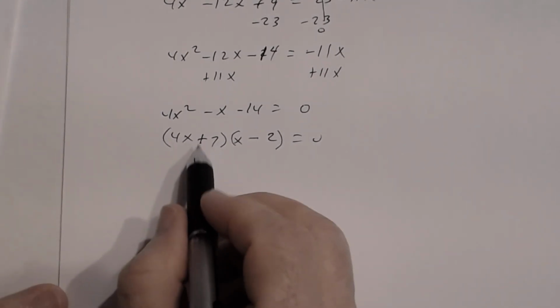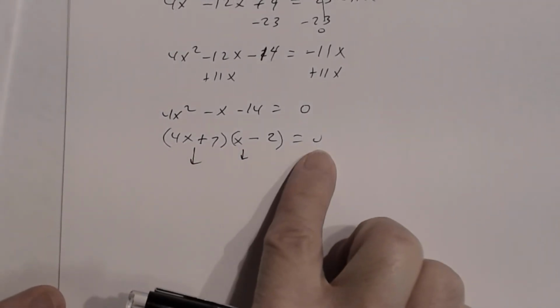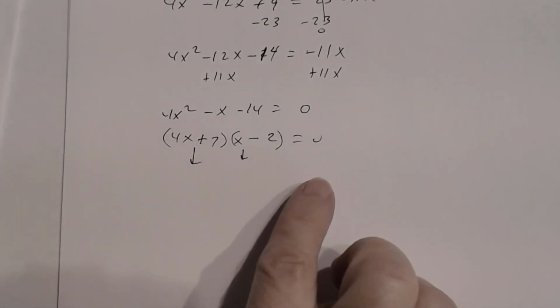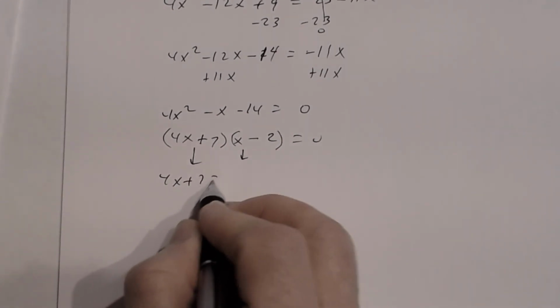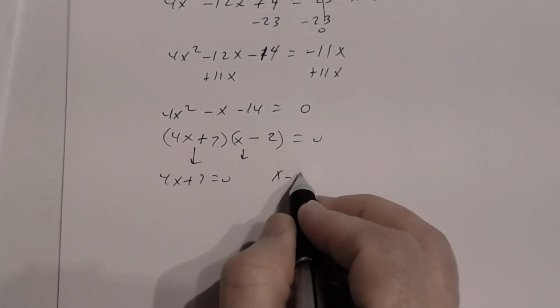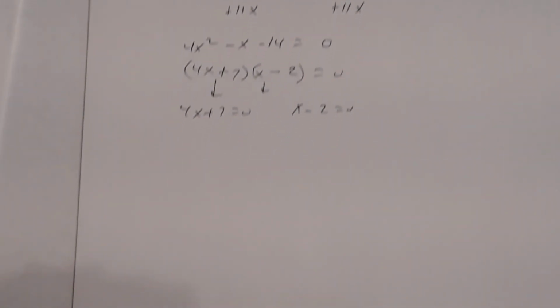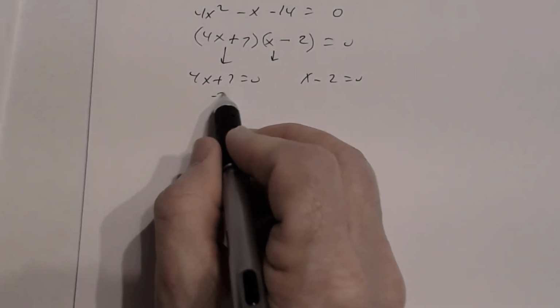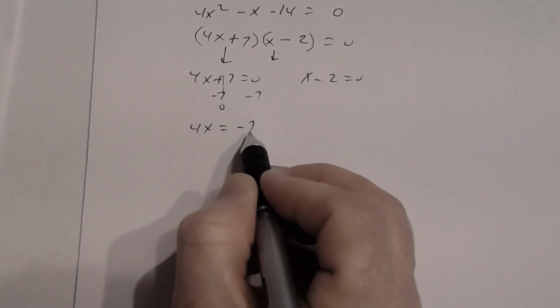All right. And now I can use the zero factor property because I have two factors whose product is 0. So one of them has to be 0. So I set each one equal to 0, just like this. And notice that what you see is that you have these two linear equations. And so to solve this one, you're going to subtract 7 from both sides, combine like terms. I get 4x equal negative 7.